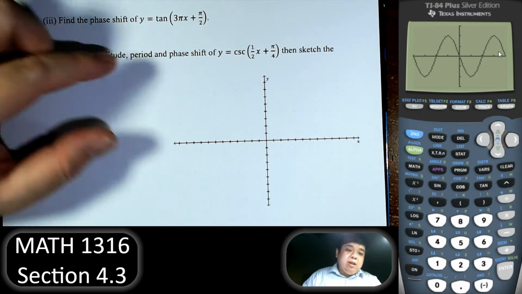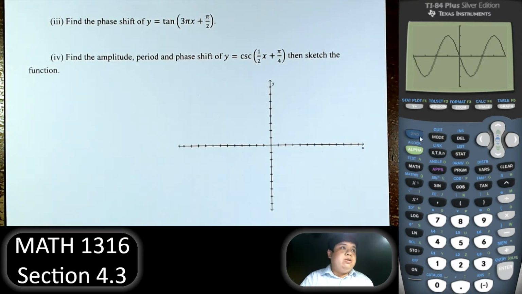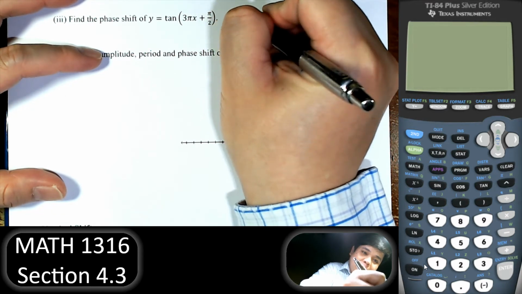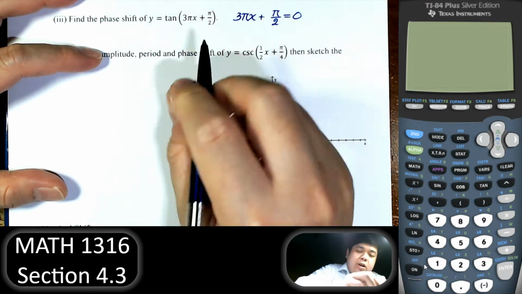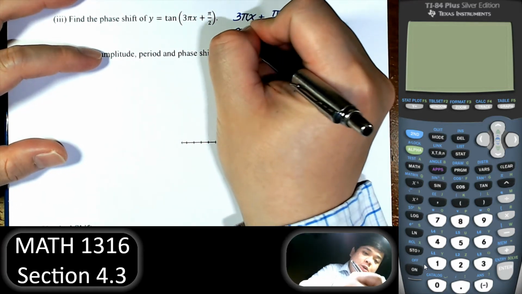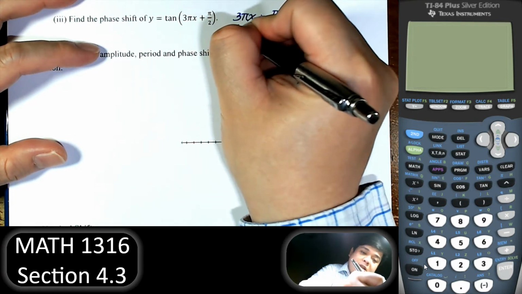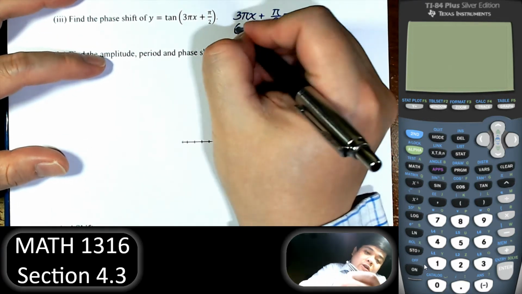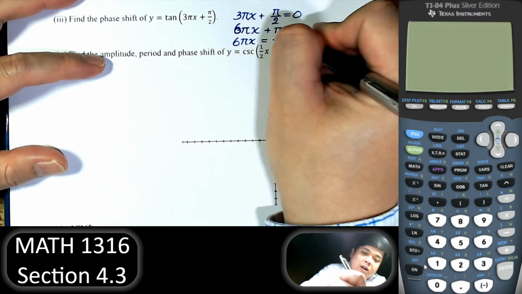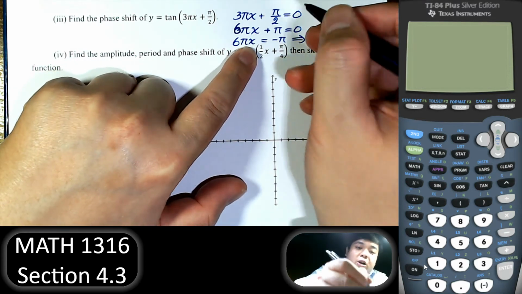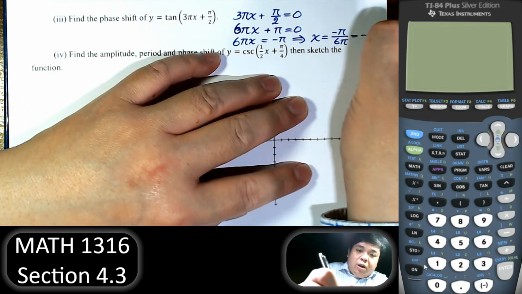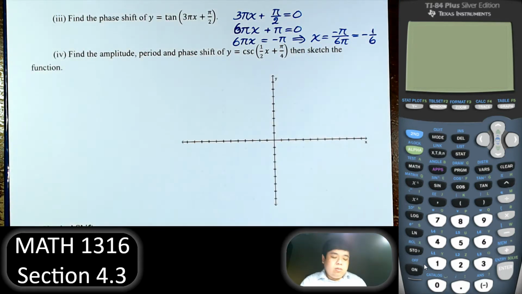Next, I'll find the phase shift of this. Of course, the phase shift, I will just let the argument, the angle, equal to 0. I could multiply everything by 2 to get rid of the denominator. So 3 pi, multiply everything by 2, that gives us 6 pi x plus pi equal to 0. Move the pi to the other side. 6 pi x equal to -pi. And divide by 6 pi on both sides. x equal to -pi over 6 pi. So -1/6. Right. We just need to find the phase shift for that one.